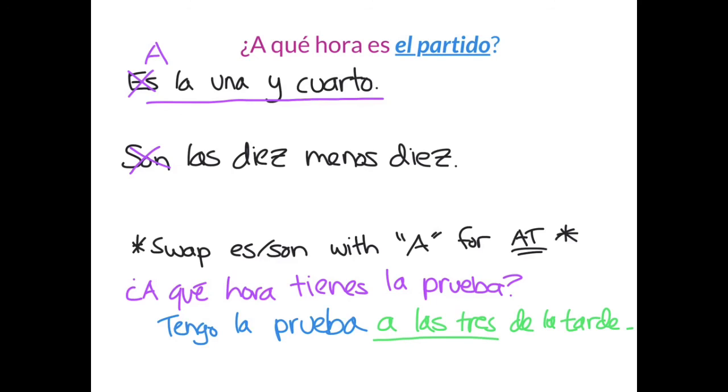What if it's at 10 of 10? Well, get rid of son, add a for at, a las 10 menos 10. Easy as that. The rest of the formula stays the same. We just get rid of the verb at the start, es or son, and use a for at instead. One more example for you. ¿A qué hora tienes la prueba? So at what time do you have the quiz? Tengo la prueba a las 3 de la tarde, at 3 o'clock in the afternoon.